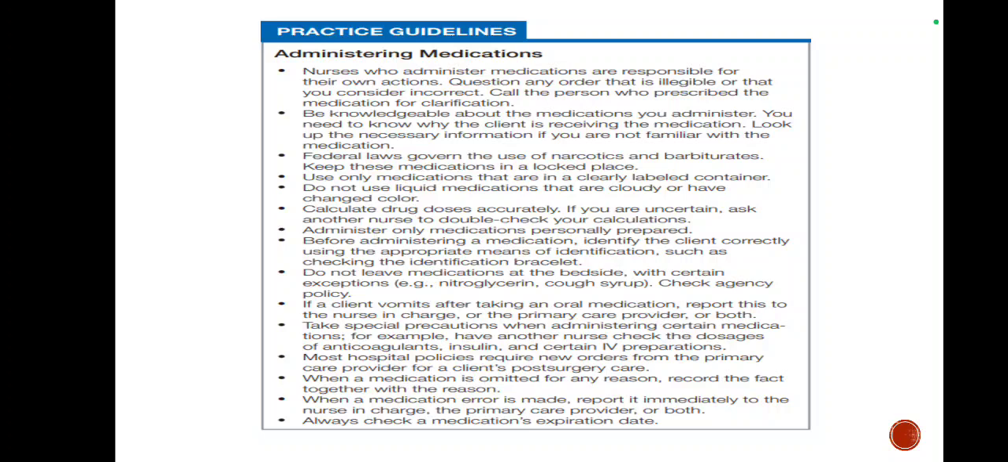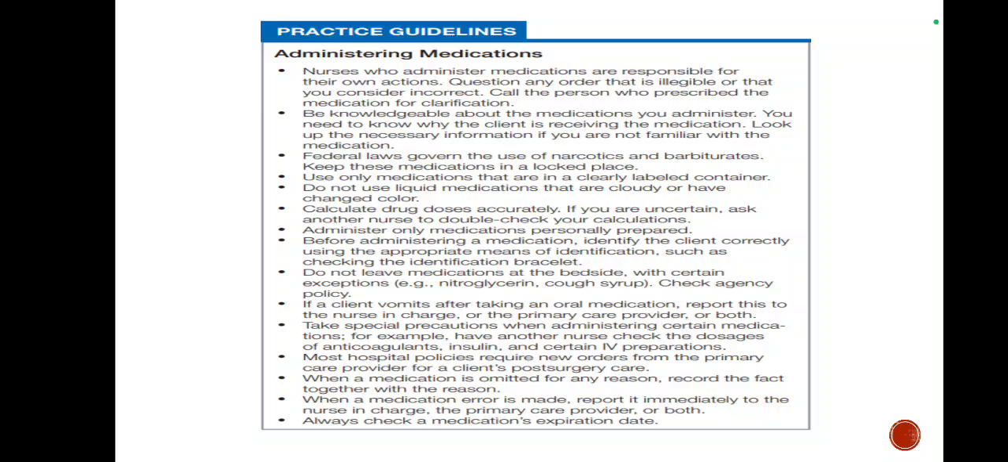Do not use liquid medications that are cloudy or have changed color. Calculate drug doses accurately. Administer only medications personally prepared. Before administering medications, identify the client correctly. Do not leave medications at the bedside, with certain exemptions, especially for nitroglycerin or cough syrup. So again, it is based on agency policies. What are those medications that are allowed to be placed at the bedside of the patient?